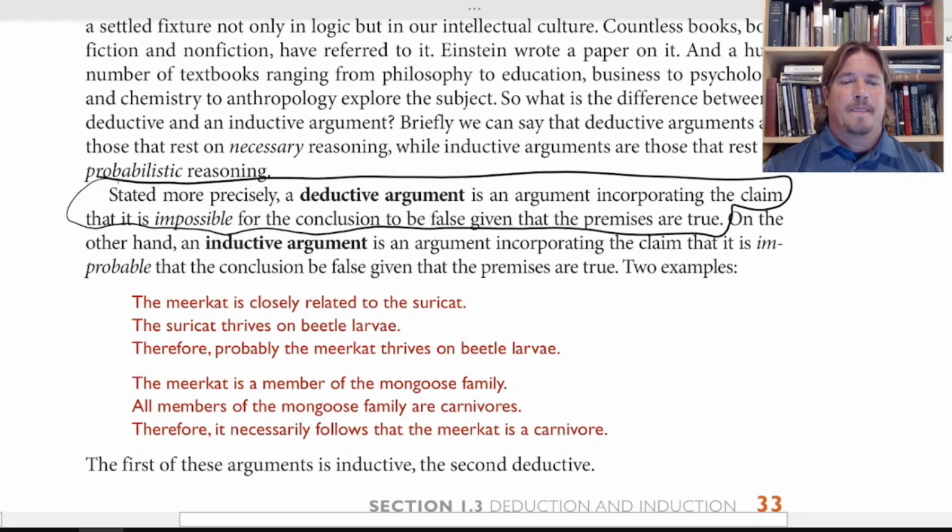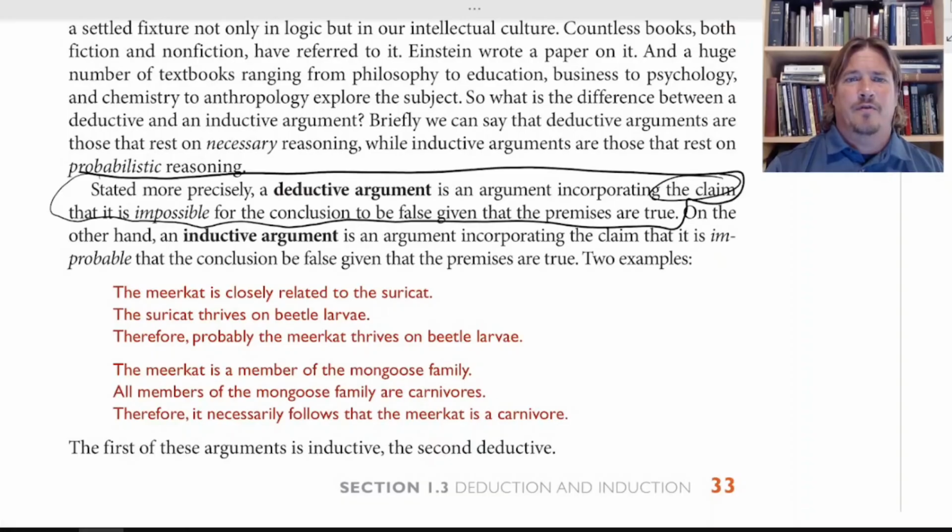Let me say that again. A deduction is an argument incorporating the claim that it's impossible for the conclusion to be false given that the premises are true. Now notice this. It's a claim. Just like for an argument to be an argument, it doesn't have to be a good argument, so too, for an argument to be a deduction, it doesn't have to be a good deduction. Okay, let me give you an example.